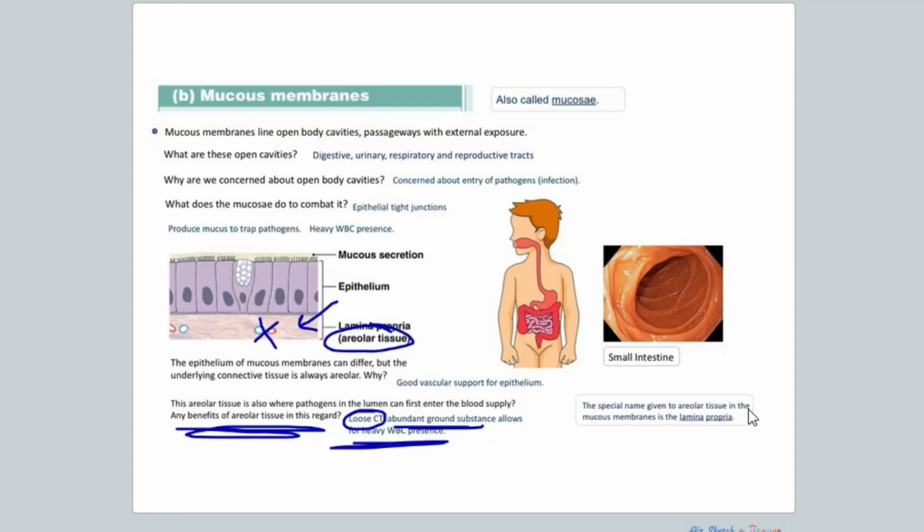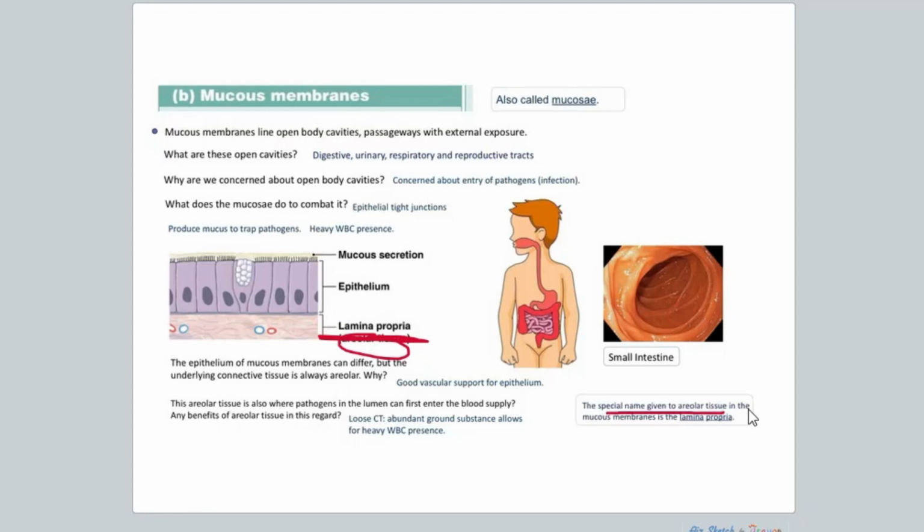One last thing I want to point out on this slide is that here you can see the areolar tissue, but then you have this term lamina propria. Lamina propria is a special name given to the areolar tissue in the mucous membrane. So anytime you see a mucous membrane like this, and you're referring to this areolar tissue underneath the epithelium, we're going to call that the lamina propria. I don't test you on that specifically, but I will use that term, and I'm just referring to the areolar tissue component of the mucous membranes.